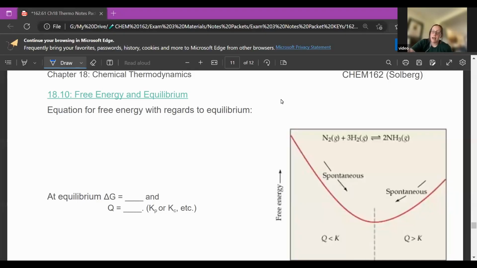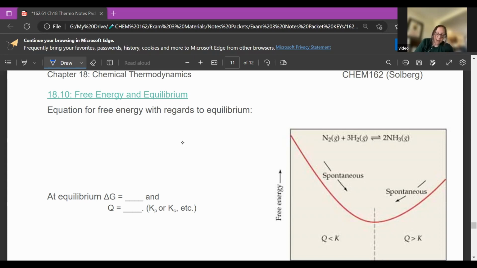Okay, this is my last video for calculating delta G, or the thermodynamic favorability of a reaction. It has to do with things at equilibrium. This is for reversible processes, specifically reversible chemical processes, and so we have to bring in the equilibrium constant K. Here's the equation for free energy with regards to equilibrium.